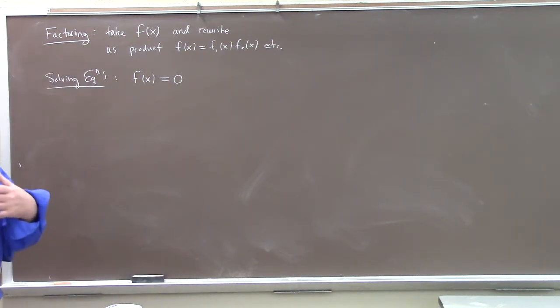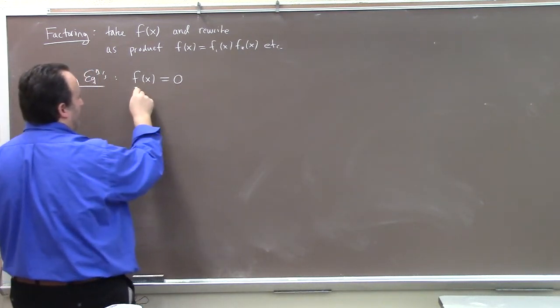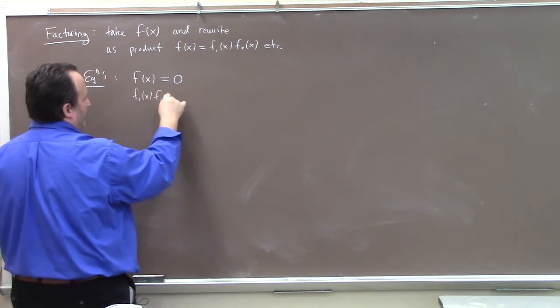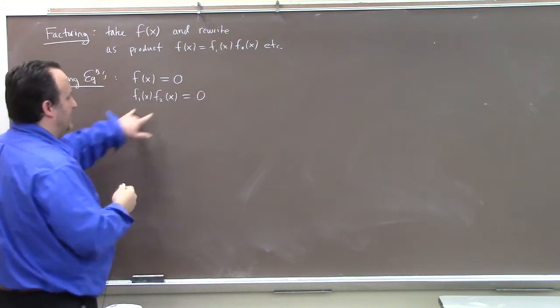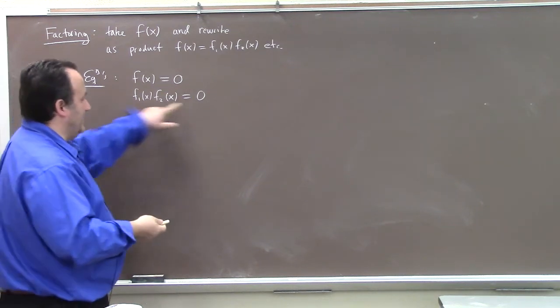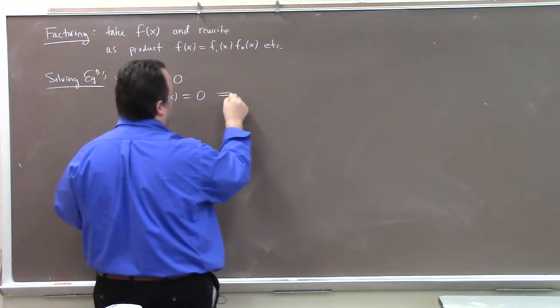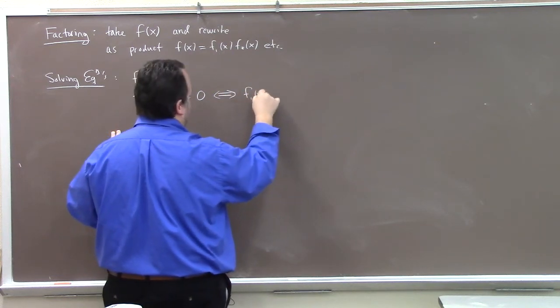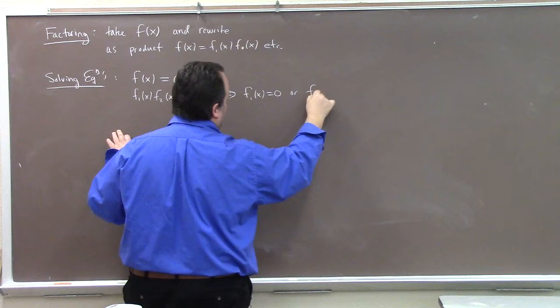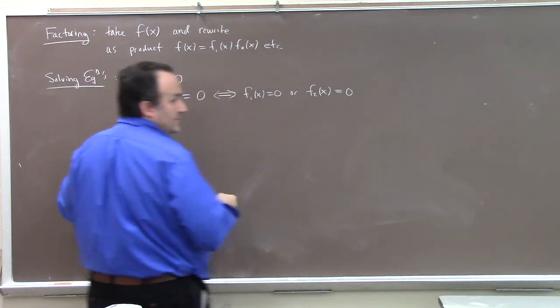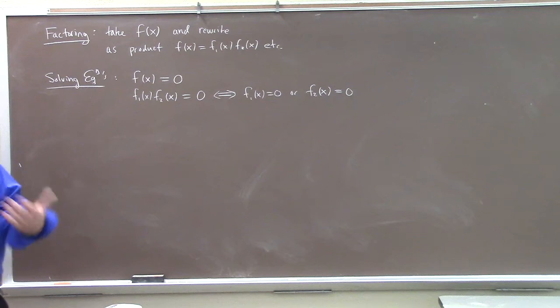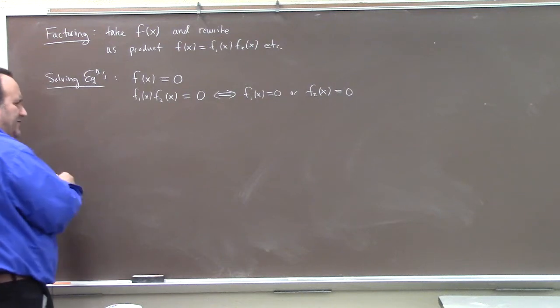So how does factoring help you solve equations? Well, if you can factor f of x into f1 of x times f2 of x, then the only way that this can be 0 is what? Either f1 of x equals 0 or f2 of x is equal to 0, right? So this is the point: by factoring, we're able to divide and conquer, right? Instead of looking at the entire polynomial, we can look at one piece at a time and see if it's 0.